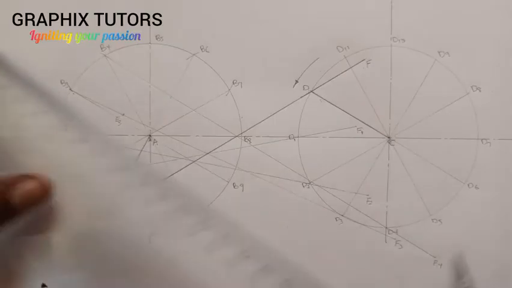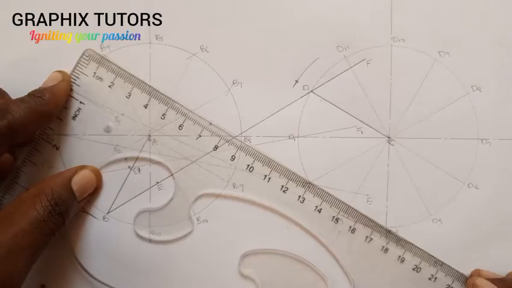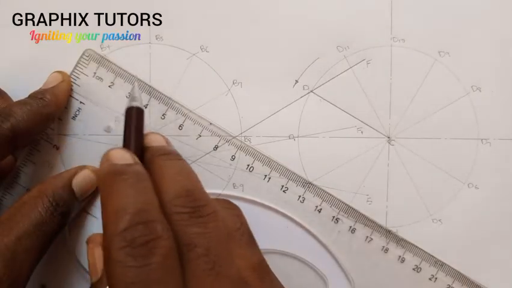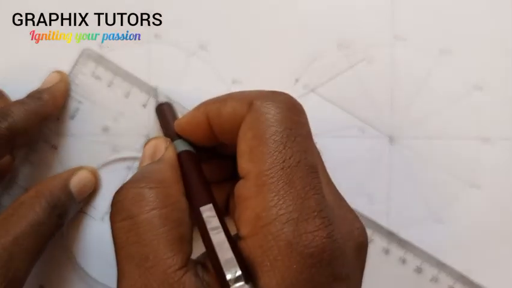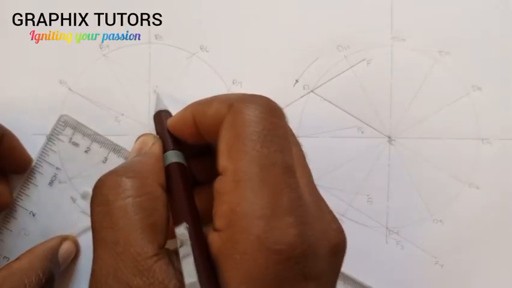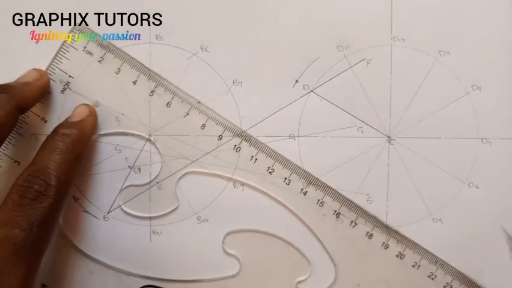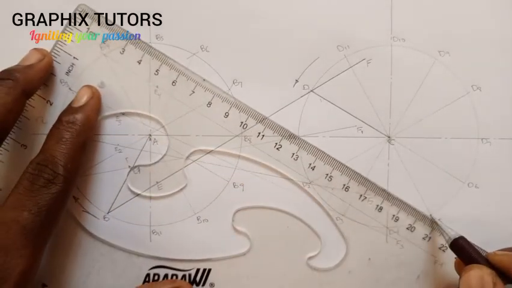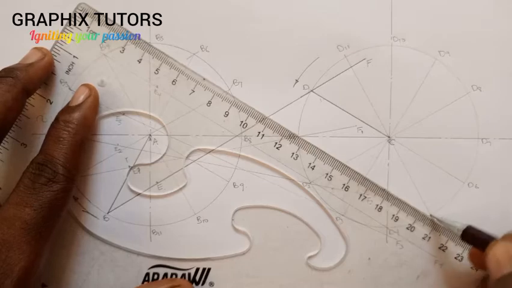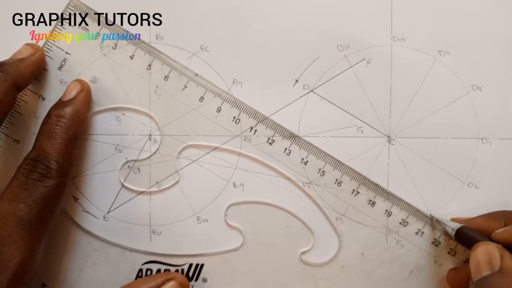F4, so I'll count from B4, 0, 10, 20, 30. So this will be what? E4. Then I'll connect B5 to D5. Right? So in doing that, we're having something this way.